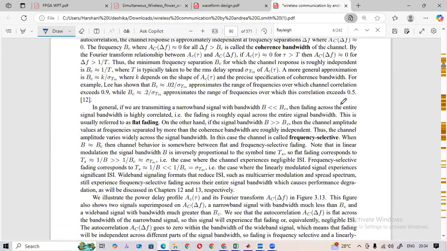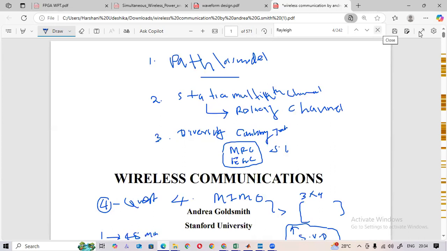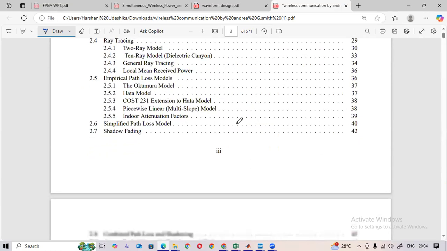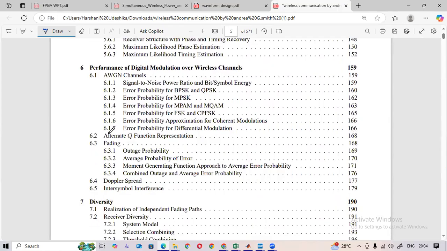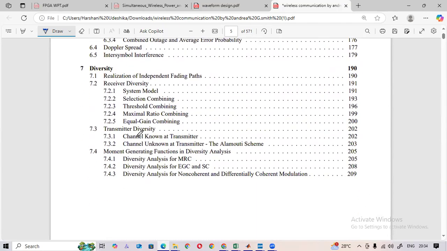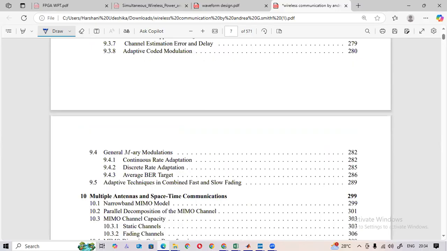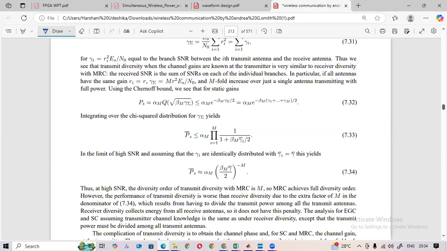And question 3 is related with diversity, diversity combining technique actually. Most probably selection combining, maximum ratio and equal gain combining. So maybe I think we have done this question also.